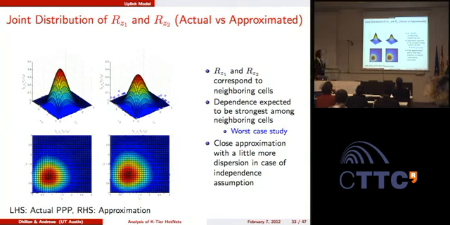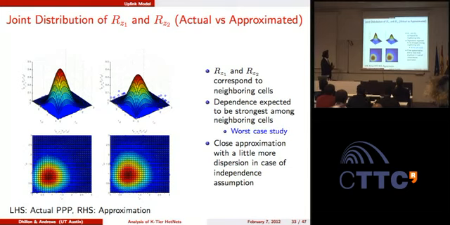And for dependence, we cannot say anything from a marginal distribution. So what we do is we study the joint distribution of RZ1 and RZ2. That is the distances of two mobiles to their nearest base stations in their respective cells. And we know that this dependence is going to be the strongest among the neighboring cells. Now, if you take two random variables corresponding to cells which are say 100 miles apart, that correlation is probably going to die down. So to do a worst case kind of scenario, we consider two neighboring cells, and these RZ1 and RZ2 correspond to those cells, and we plot first the actual distribution you get on the left hand side.